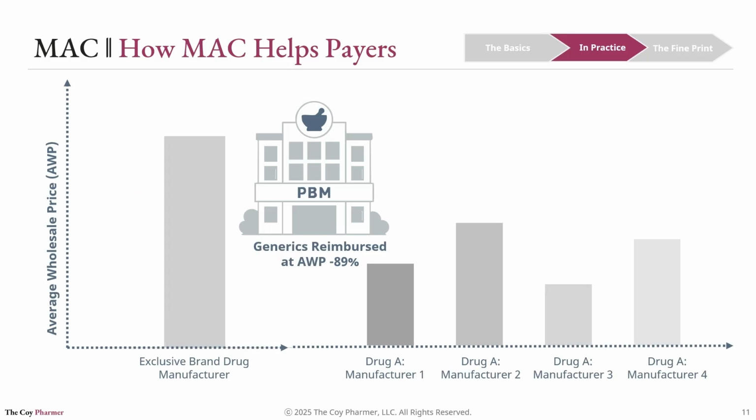Now let's look at the generic side of the equation. If the PBM were to create an agreement with the pharmacies that they would reimburse generic products at, for example, AWP minus 89%, that would mean that the pharmacies may be incented and may get paid more for purchasing products that have a higher AWP. This can create an uneven experience for members if, for example, a member switched from a drug made by manufacturer 1 to a drug made by manufacturer 2. This could create an increase in copayment that could be very difficult for members to understand.